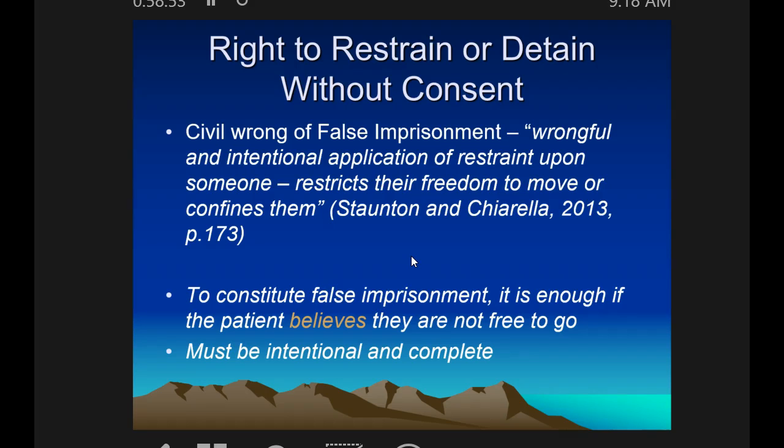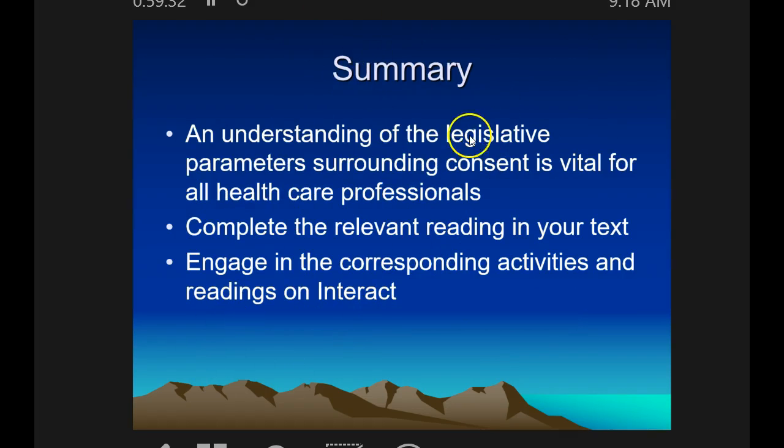To give you another little example, say that a lecturer was giving you a lecture and closed all the doors and everything else and said you are unable to get out of here. If the students believed they were unable to, that's false imprisonment. So as well as the wrongful and intentional physical application of a restraint where someone restricts their freedom, it's putting it in the mind. So look up false imprisonment, which all comes under the consent issue, the tort of trespass to a person. So when you breach consent, assault, battery, and then there's that other civil wrong of false imprisonment. Alright, so just a quick summary there of the main areas, guys. An understanding of the legislative parameters surrounding consent is vital for all healthcare professionals. Complete chapter 4 in your text and engage in the corresponding activities, and particularly on your tutored exercises. Okay, thank you.